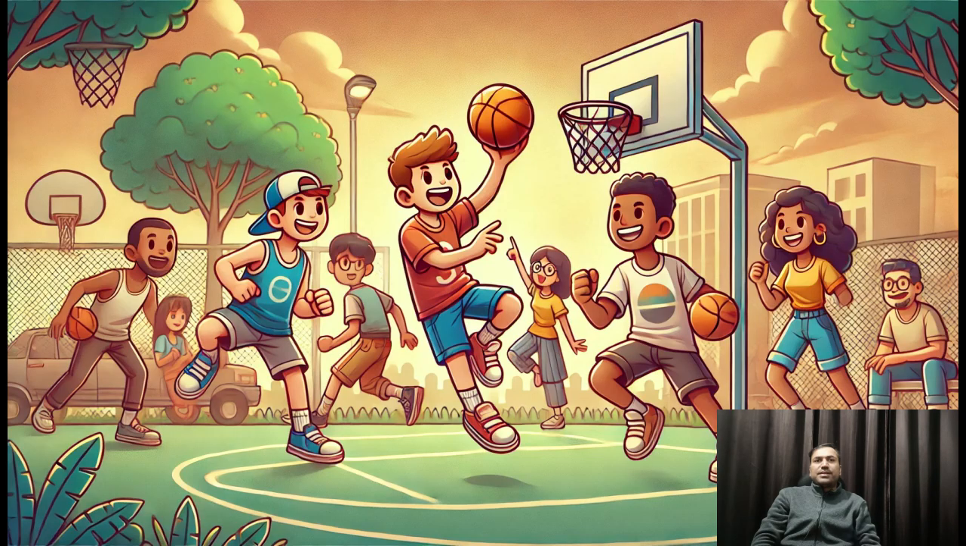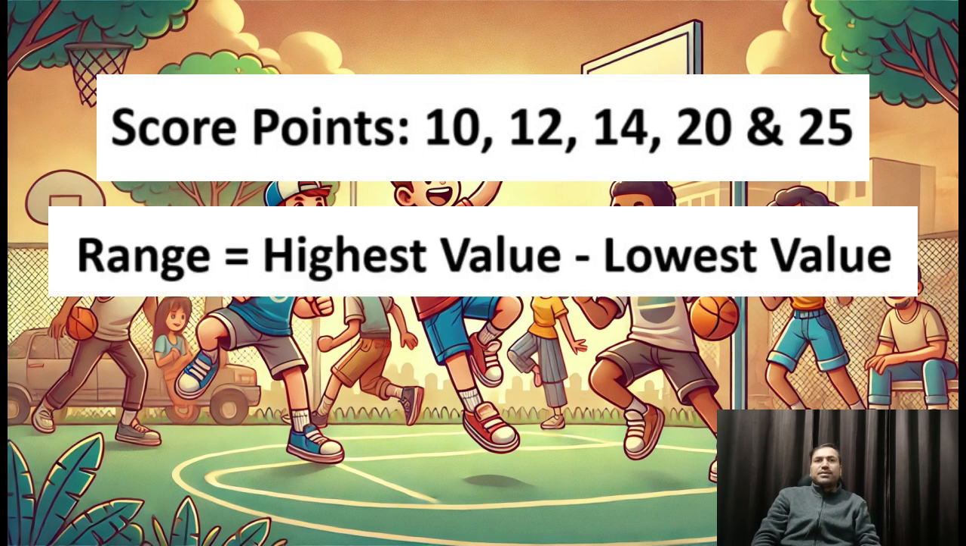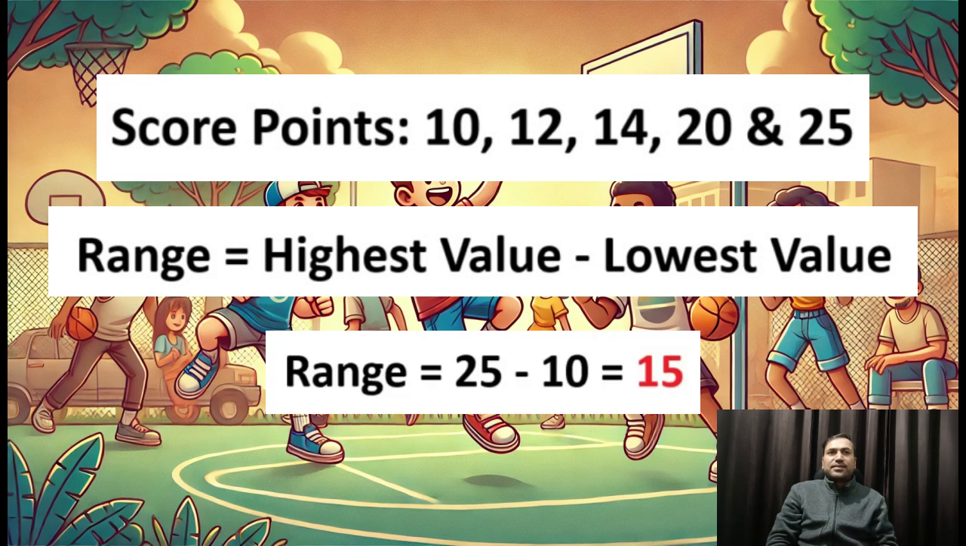Imagine you and your friends play basketball and you score points in one game like this: 10, 12, 14, 20, and 25. The range is just the difference between the highest score and the lowest score. Range is equal to highest value minus lowest value. So in this case, the range is 25 minus 10, which is equal to 15.